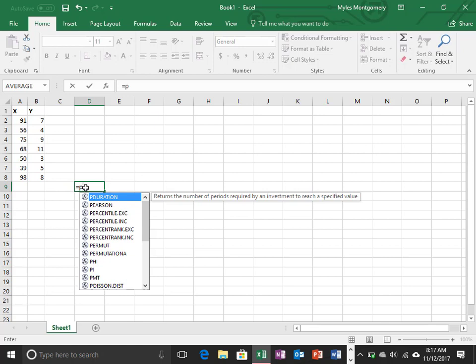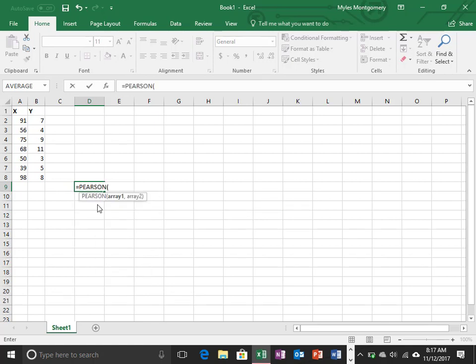Now look at this. All of a sudden I have a little drop-down menu that just appeared. And not surprisingly, there's an item on the menu called Pearson. And there it is. So I'm just going to hit that. I'm going to hit it twice. And now look at that. It gives me equals PEARSON, all in caps, and a parenthesis open. And then it says, kind of in terms of directions, array 1 and array 2.